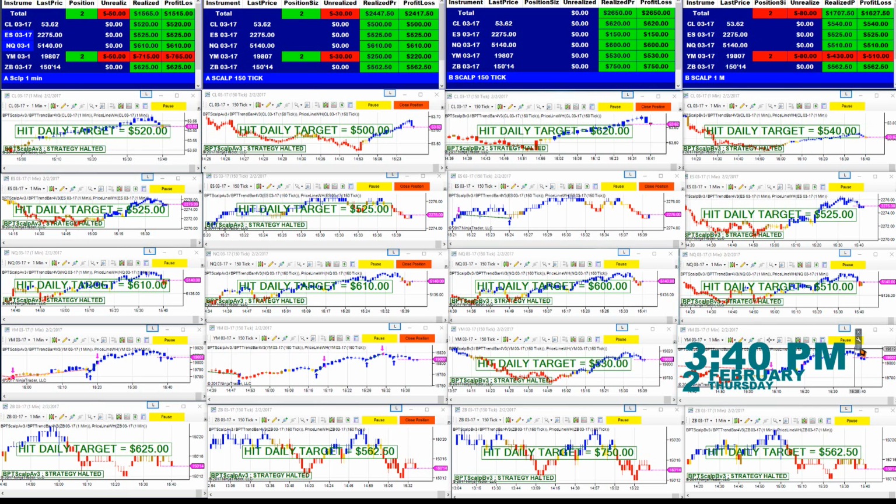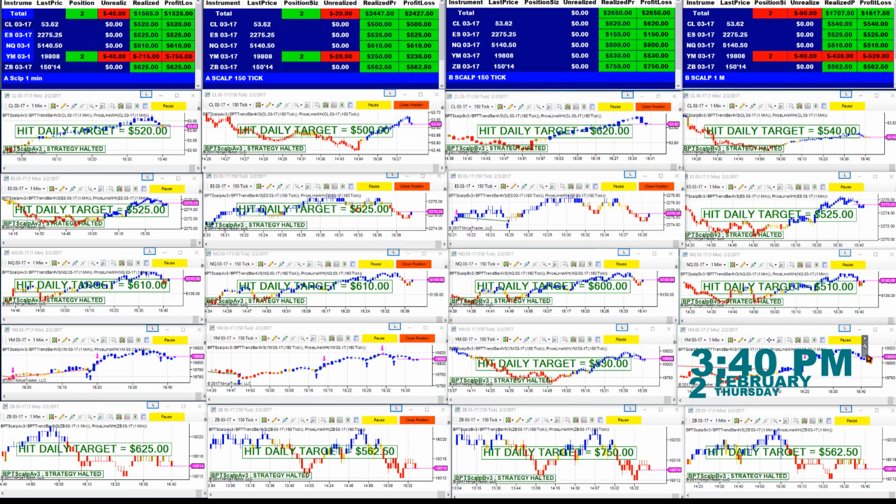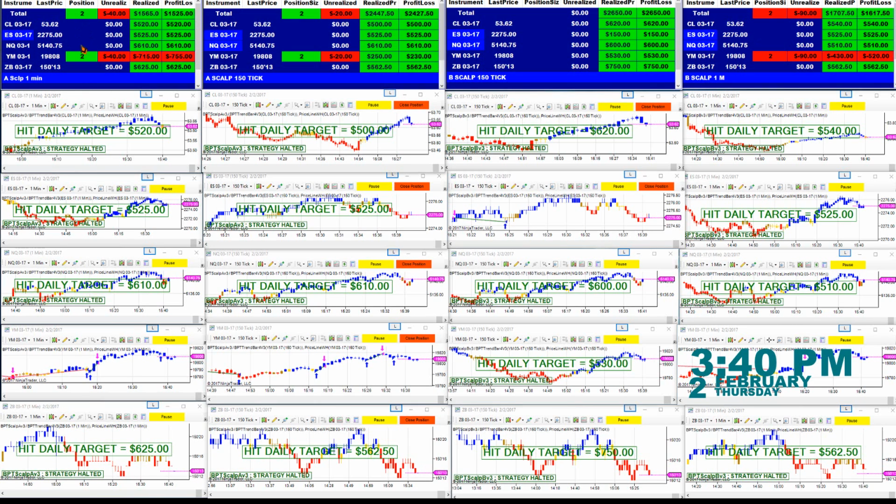This is an amazing day, a very good day. A lot of news coming out, and the news makes the market move. That's very nice. Today on the CL, 4 out of 4 hit the target. On the left upper corner, we have the A scalper 1 minute. In the second row, we have the A scalper 150 ticks and the B scalper on the third. And the last one is the B scalper 1 minute.